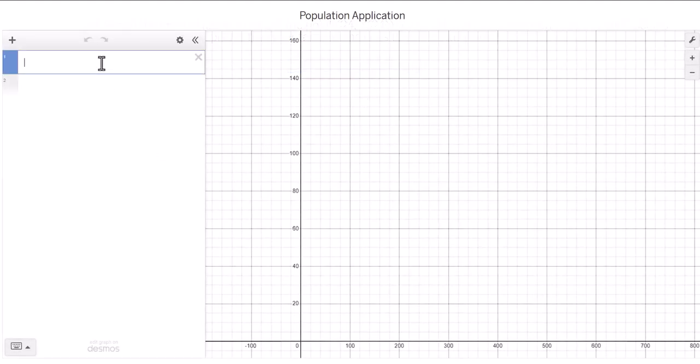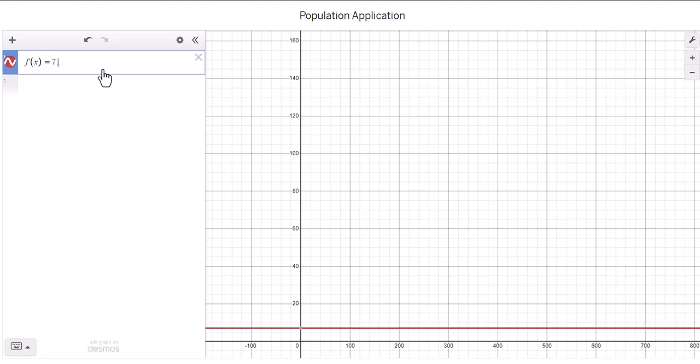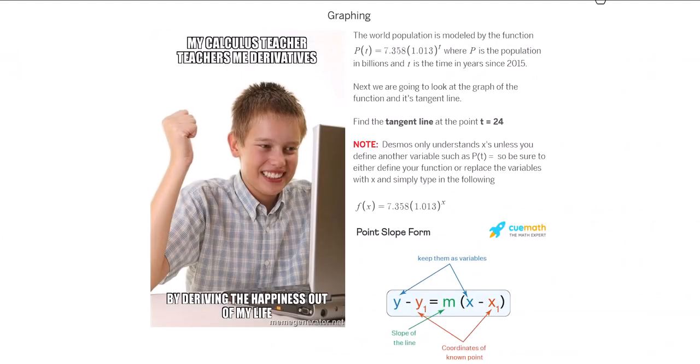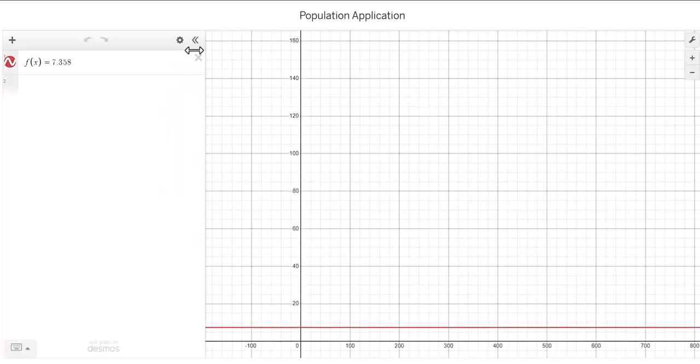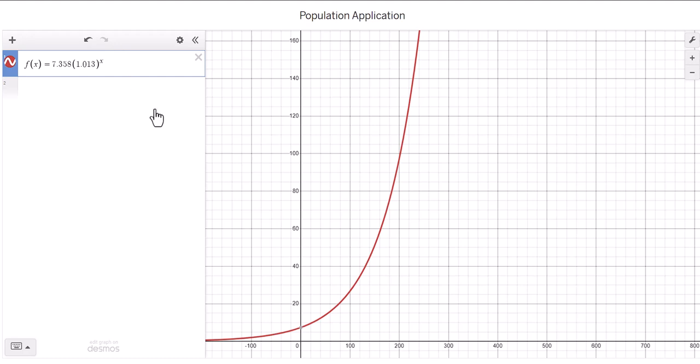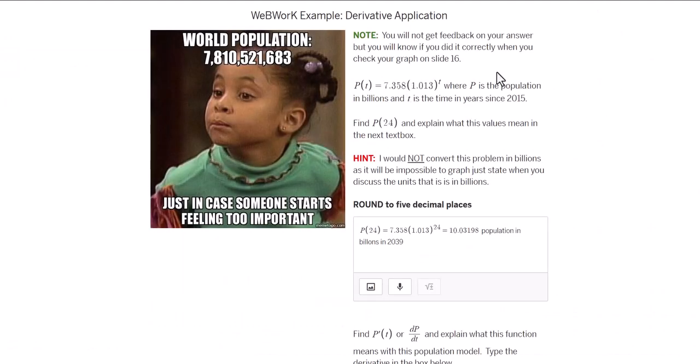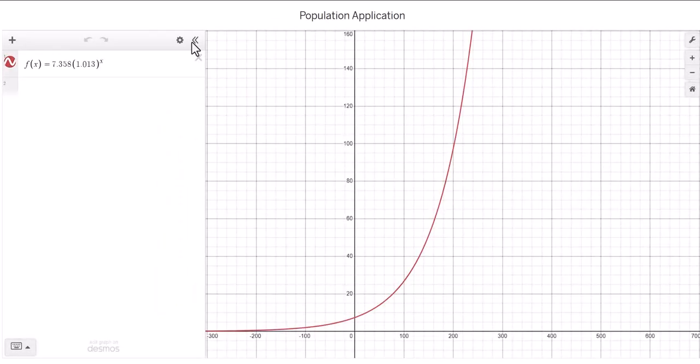All right, so now here I want to find the tangent line, and then I'm going to graph all this. So the first thing you want to do is graph your function. 7.358 and then 1.013. And if you notice, I am using x's, which is fine. Okay. And so now I want to do the tangent line at that point where x is 24.